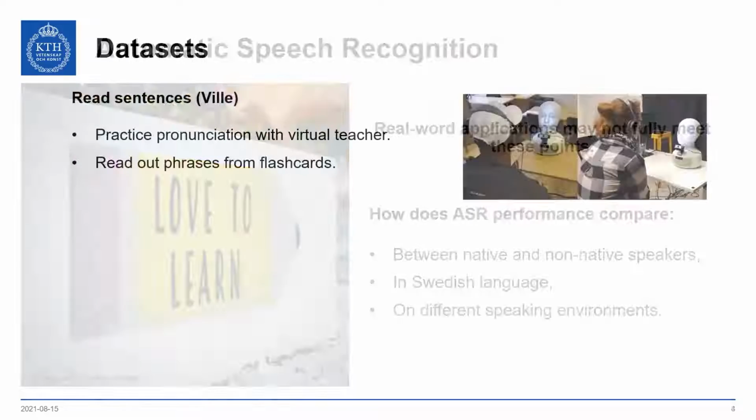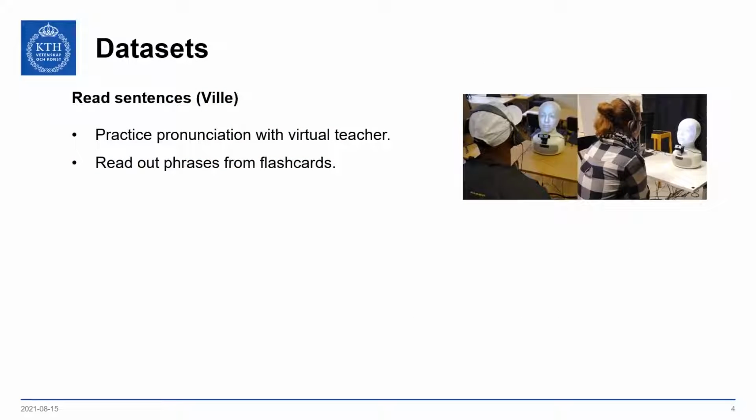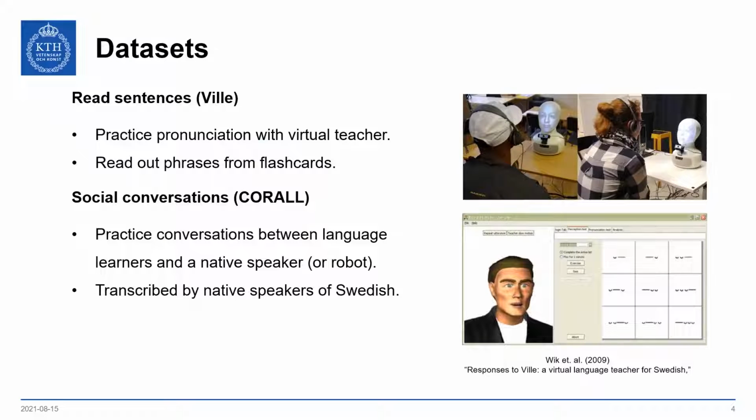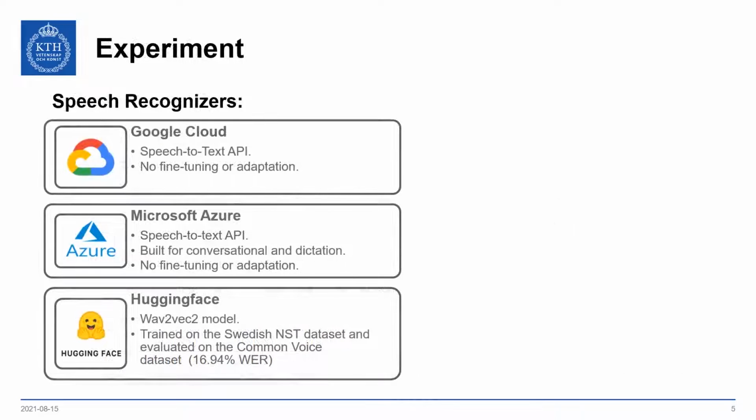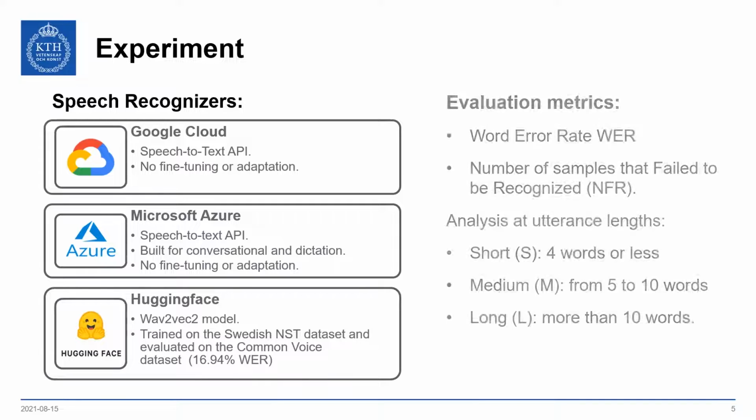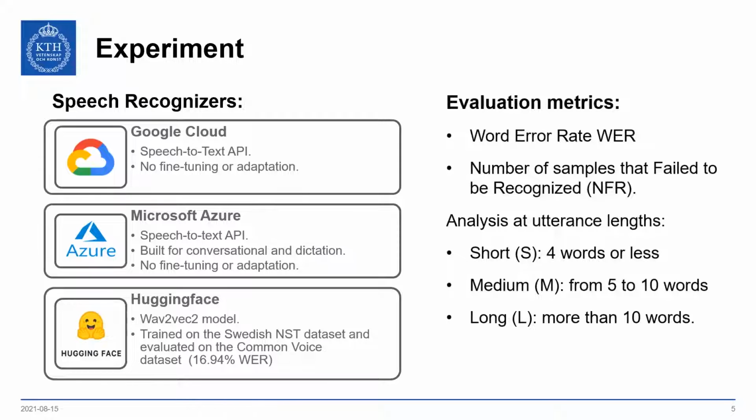The read speech dataset was generated from speaking exercises between language learners and a virtual tutor. The spontaneous speech dataset, instead, was built from practice conversations between a native speaker and language learners. The 3 evaluated ASRs included 2 off-the-shelf systems that offered Swedish language support and an open-source model for Swedish ASR. We used 2 metrics in this evaluation: word error rate and the number of samples that failed to be recognized. We further analyzed the results at 3 different utterance levels.